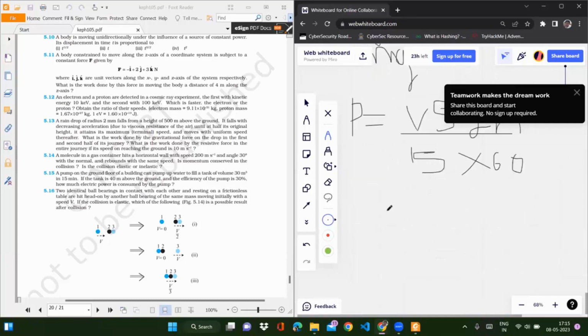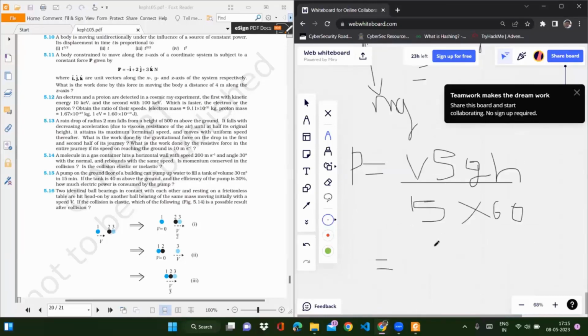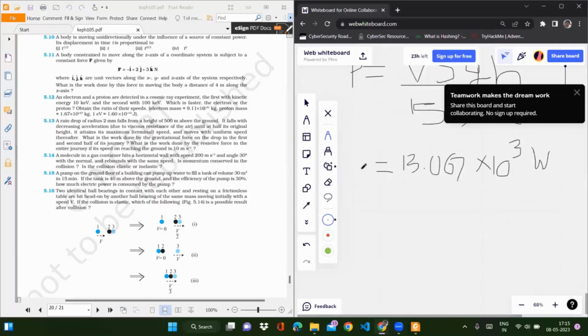Doing all the calculations, you will get the power which is required for the pump. Since this is the ideal power which is actually needed for the work, it comes out to be 13.067 into 10 to the power 3 watt. But as we know, the pump is not that efficient. Only 30% of the power which is supplied to the pump is utilized in the work done.